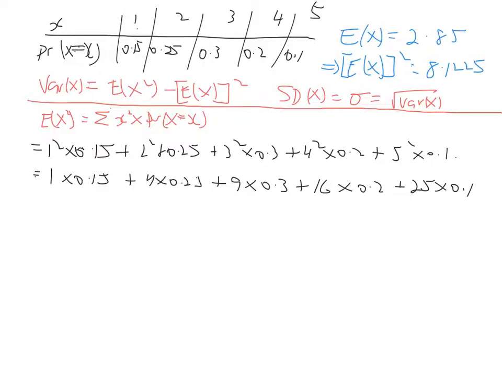Okay, so then from there, this will all add up to 0.15 plus 1 plus 2.7 plus 3.2 plus 2.5. So we add all that up: we get 0.15, 1.15, 3.85, 6.85, 7.05, 9.55.